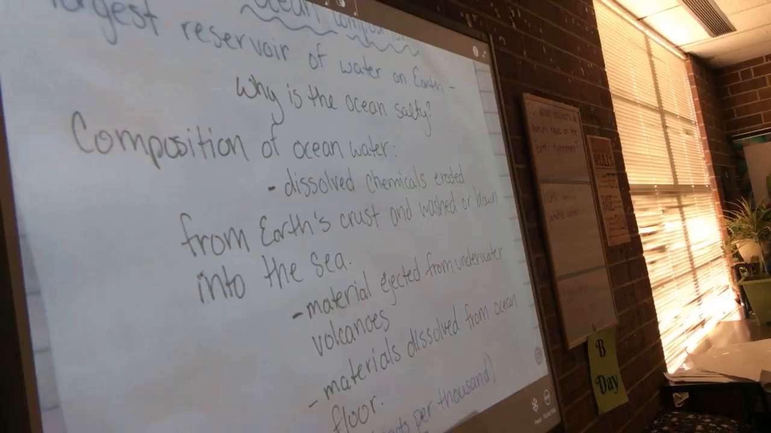And anything that's been deposited on the ocean floor will eventually be dissolved into the ocean water. So all that combined makes up the chemical makeup of ocean water. And that's why there's salt in the ocean water. It's been dissolved in from different materials.